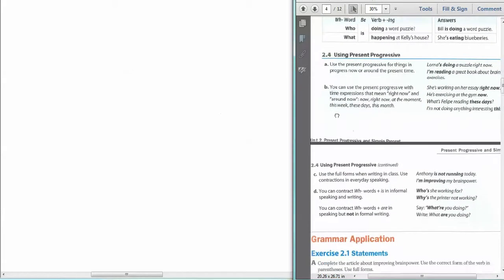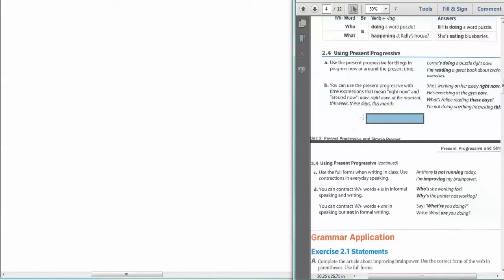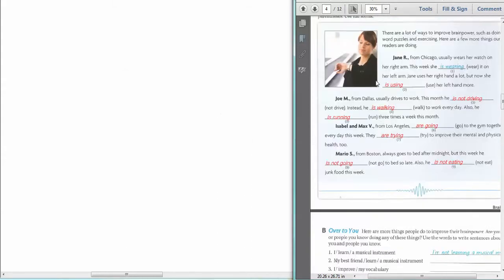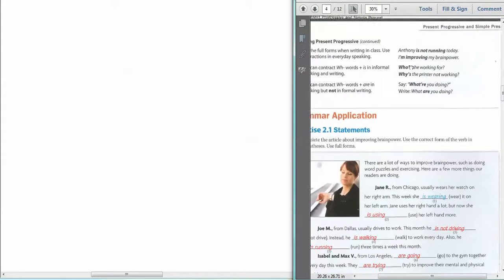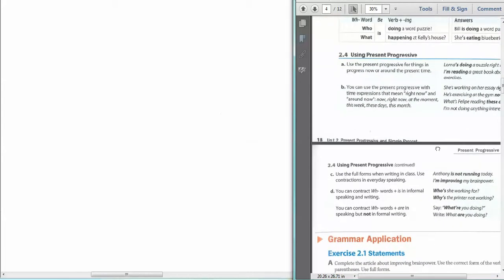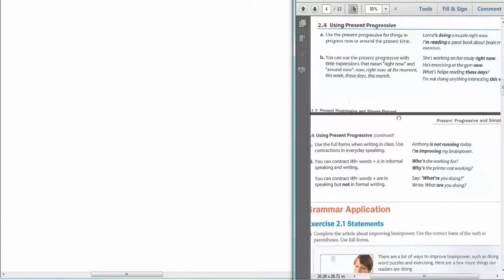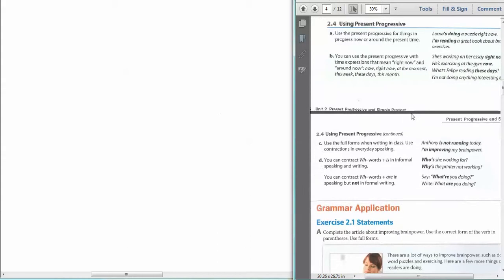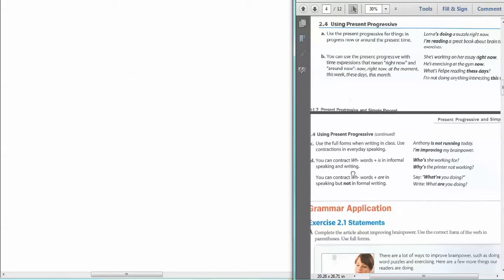So if you go down onto page, what is this? If you look, come back down here. This is page, I don't know what page it says, 18. So if you look at page 18, it has 18 and 19, that's what I have here, using the present progressive. They call it the present progressive. I call it the present continuous. It's the same thing.